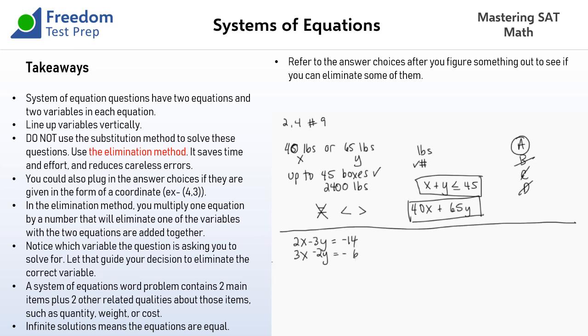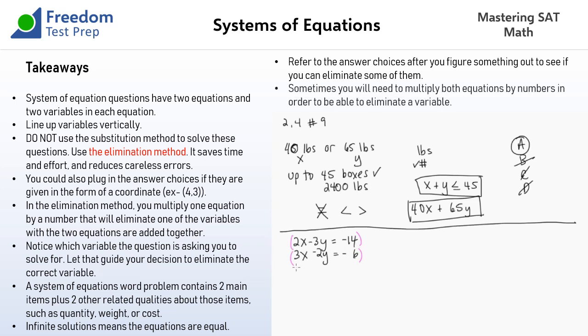So here, you cannot multiply one of the equations by any number to cancel out either the x or the y. You can't do it. This is why it's a little more complicated. You actually have to multiply both equations by something, and you get to figure that out.